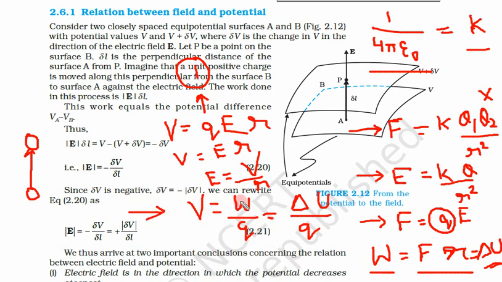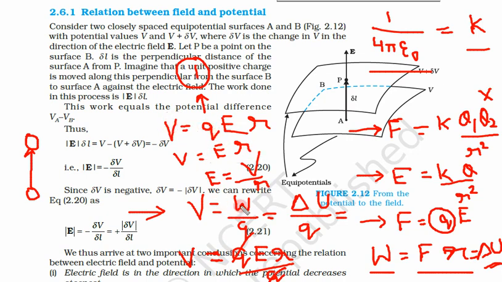So what we did, we divided this W simply by Q. So W by Q, or W is delta U. What was W? W is F R. What is F? F is simply QE. Okay. And this R and this Q, so Q and Q cancel out. V is equal to ER.